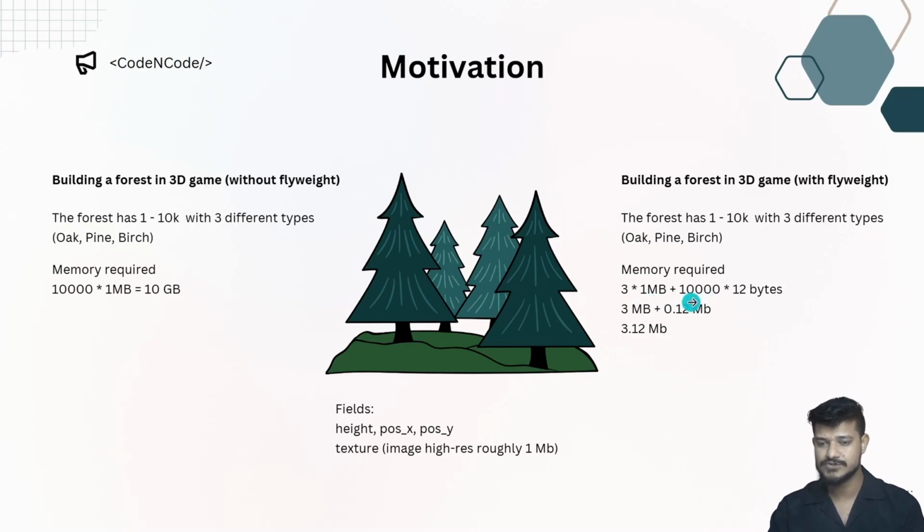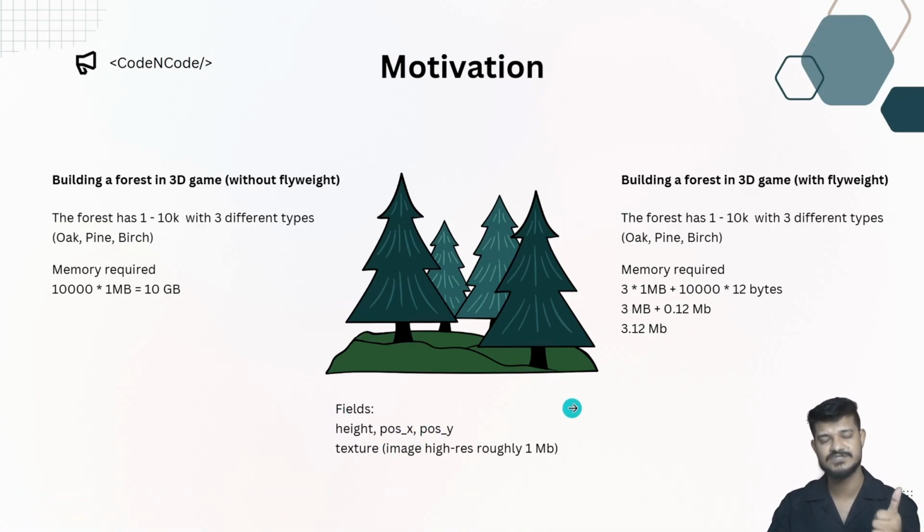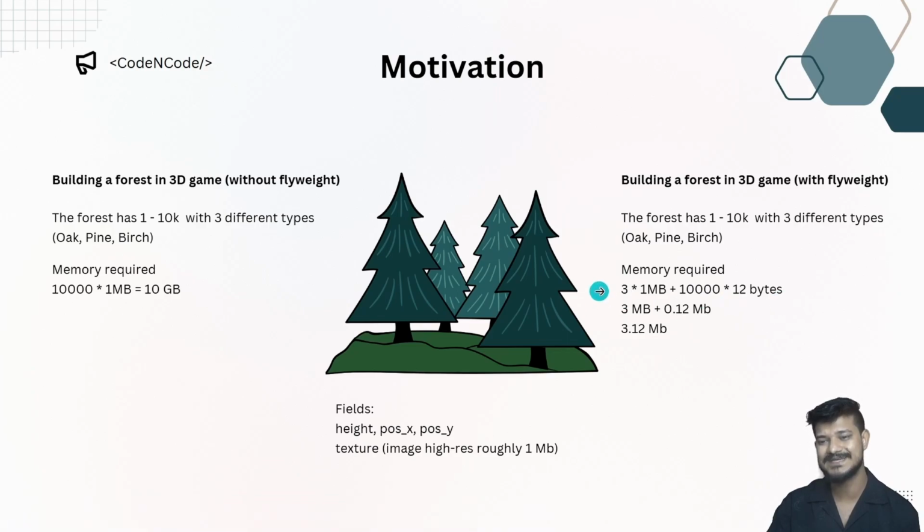And then we have 10,000 objects representing trees, but this time they won't have this high resolution image, right? They are sharing it, so they won't have it. They will only have their specific data, which is their position and height, roughly around 12 bytes, right? So 10,000 times 12 bytes, and we only need three images this time. So we'll have 3 MB plus 0.12 MB, which is 3.12 MB.